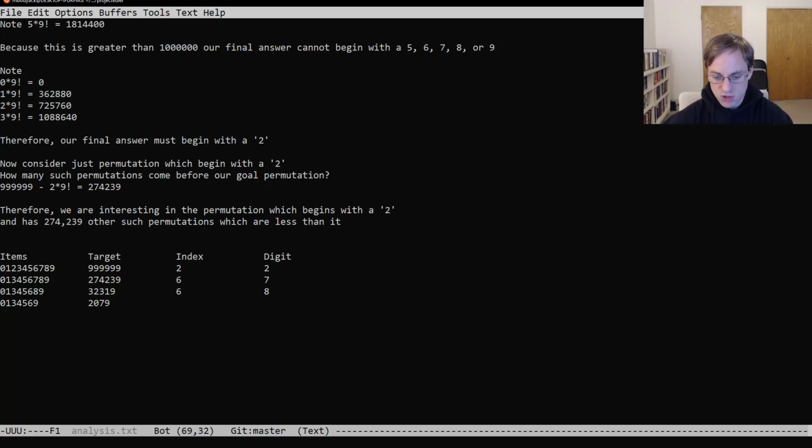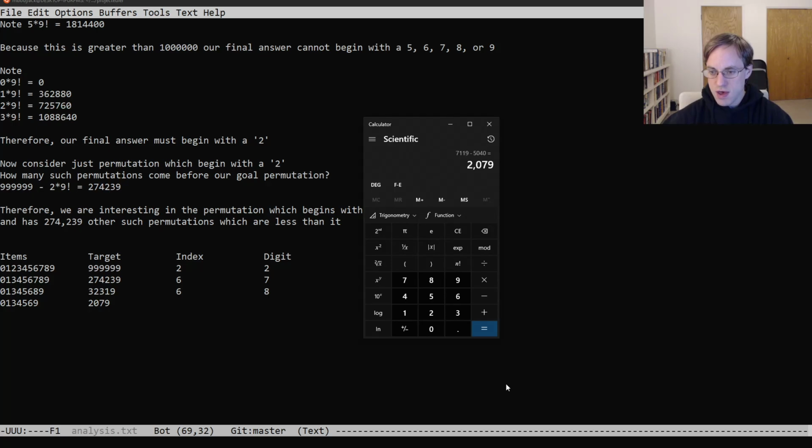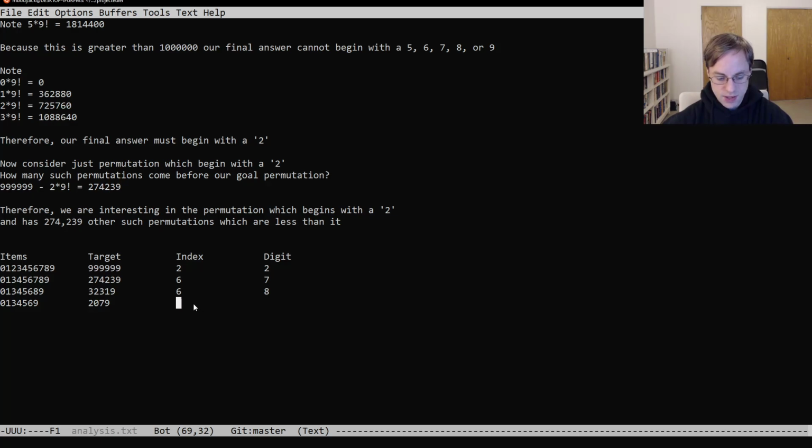Okay, we were subtracting multiples of 7 factorial. So now we're going to say minus 6 factorial. And it's just 2. So we say index is 2. 0, 1, 2 is going to give us digit number 3. Copy our list of items and remove the 3.